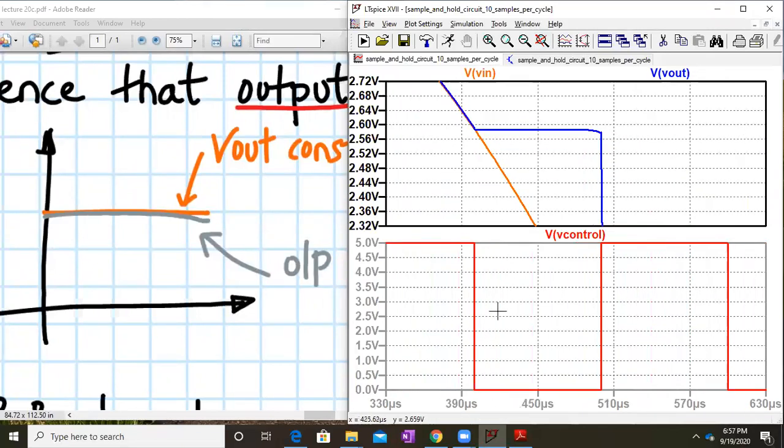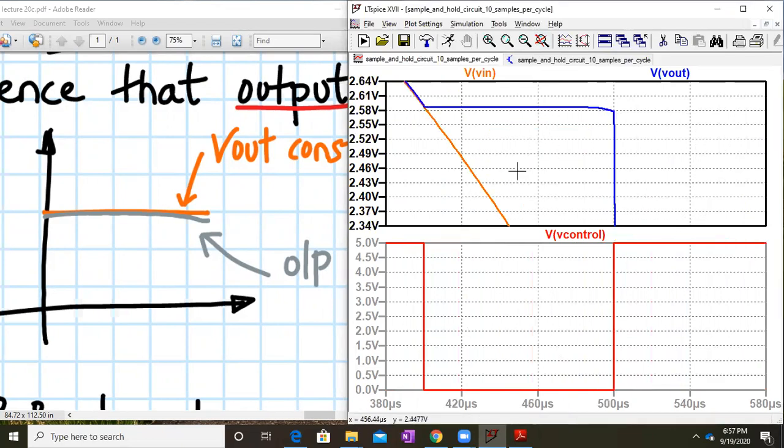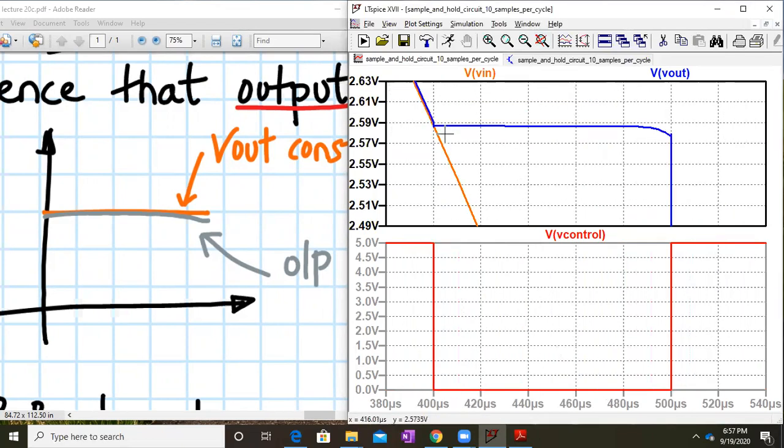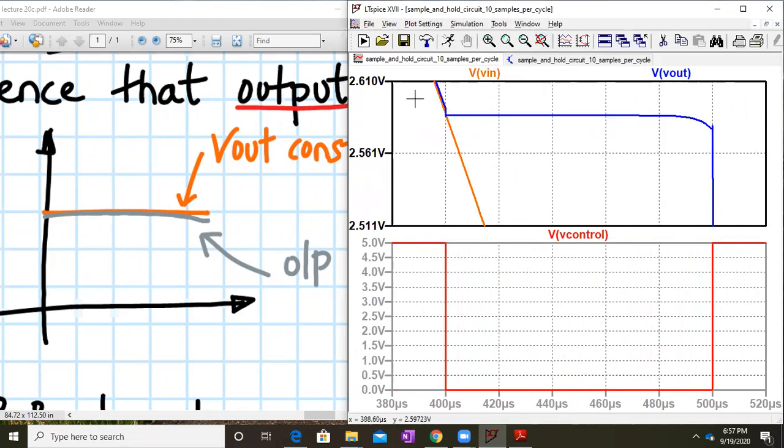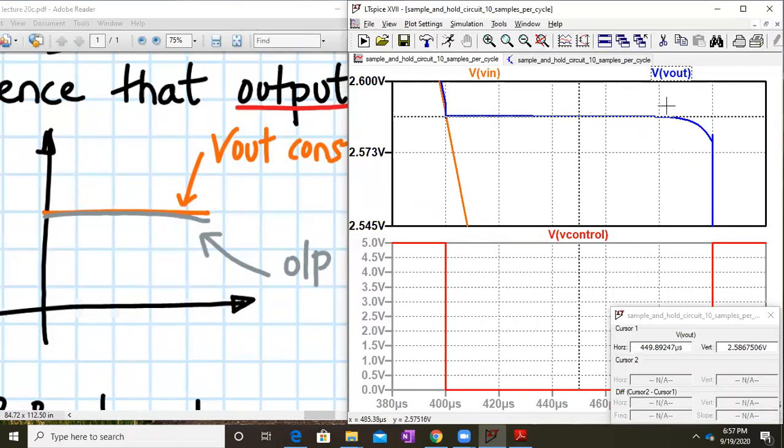Let me check it. Okay, this is my hold mode whenever my V control is 0. So as you can see, the capacitor voltage should remain the same, and you can see over here, I've expanded it a lot. There is a slight droop of voltage, as you can see clearly, right? This reduction is from 2.58, and it's reducing to a voltage of 2.57. So slight decrease, but still.